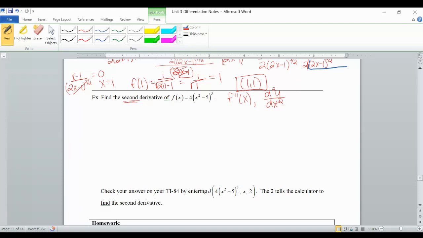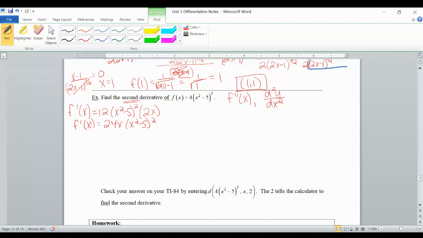So when we look at this problem, let's first find f prime of x. This problem is set up to do a chain rule. So we've got 3 times 4, which is 12, times x squared minus 5 to the second power. That's the derivative of the outside, times the derivative of the inside, which is 2x. Simplifying that, I get f prime of x equals 24x times x squared minus 5 squared. So that's the first derivative.